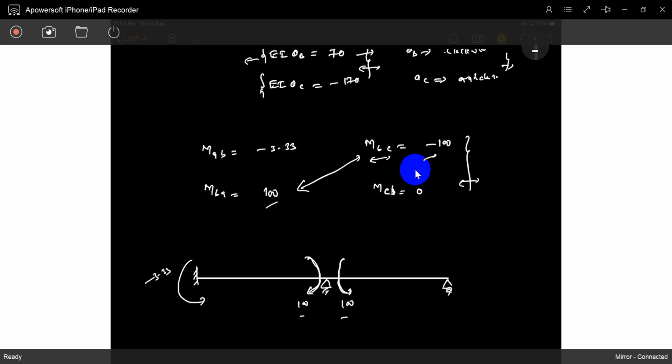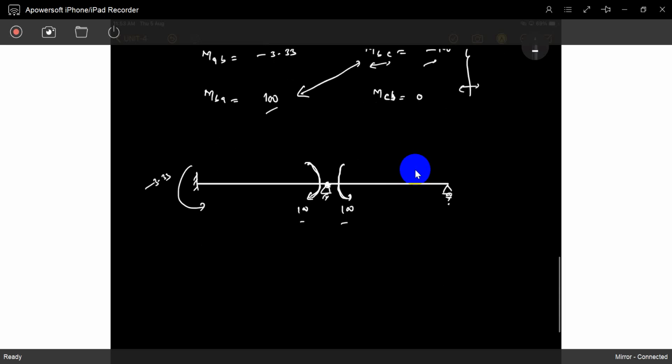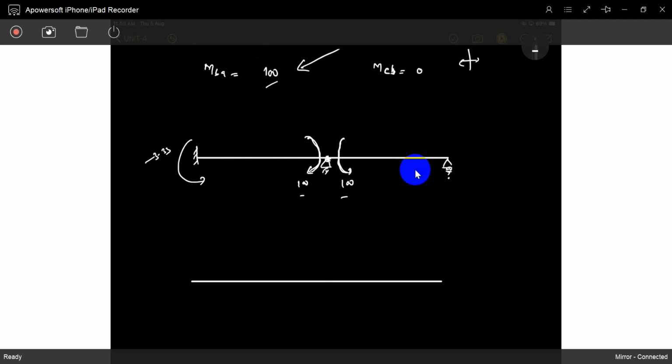But the joint has only one moment. What is that moment? It is 100. There is no positive or negative. What is the meaning? It's a hogging moment at support B. Are these understood? That's it. The moment at this support is 0. So now you can write down the bending moment diagram.